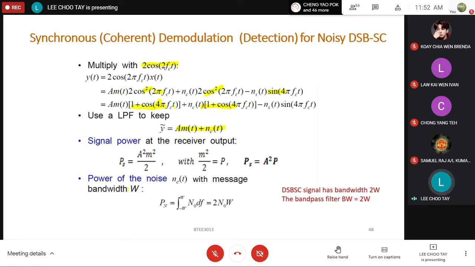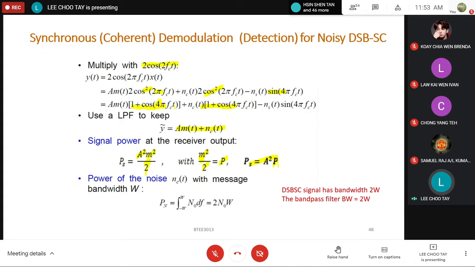So what is the signal power at the receiver? Signal power at the receiver basically is this: the A square, and then this M square is similar to our Vm square before, the amplitude of our message signal, divided by 2. So M square over 2 is the power of the message signal. So I can safely say that my received signal power is A square P. What is P? P is my message signal power.